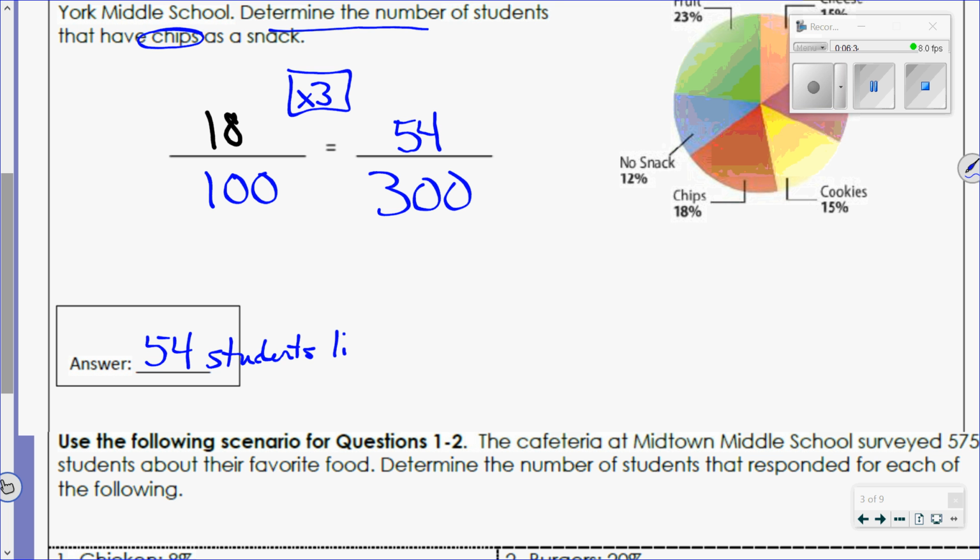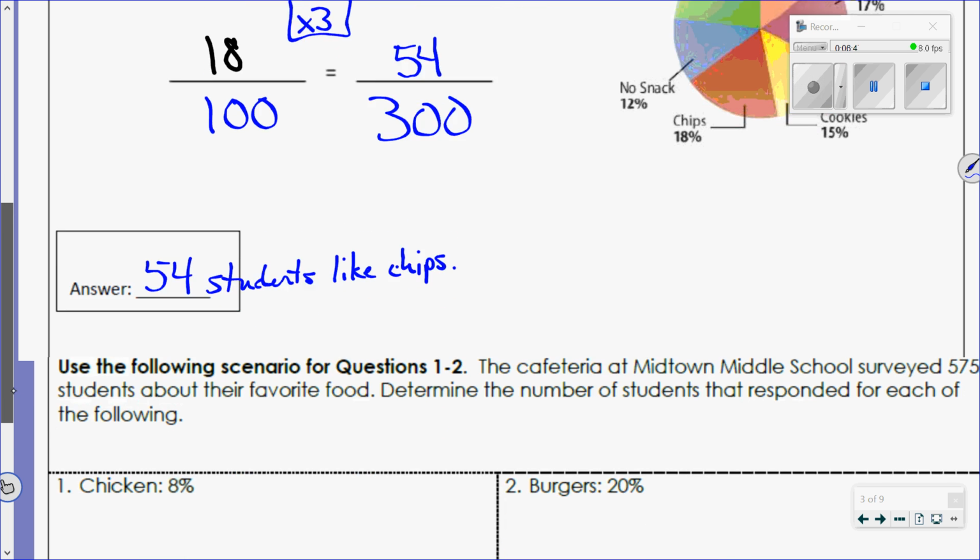Like chips. Making sense so far? Ethan, good? So let's look at a couple more.